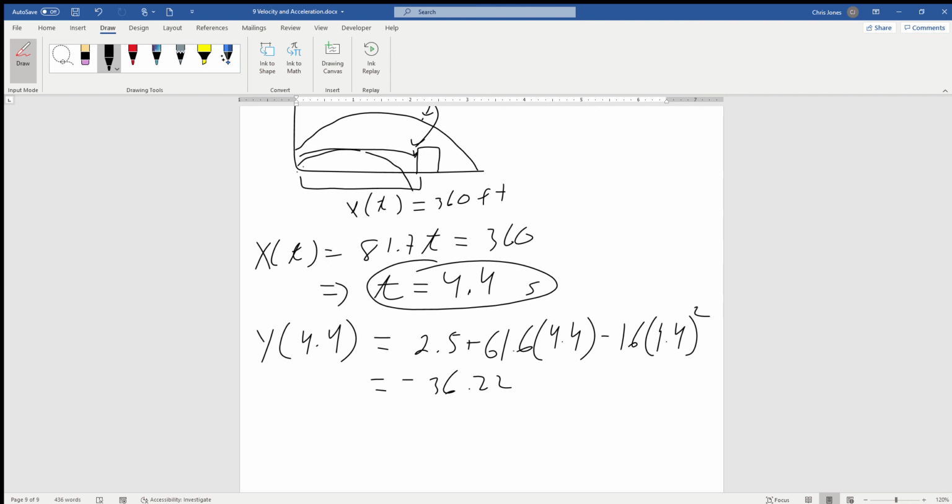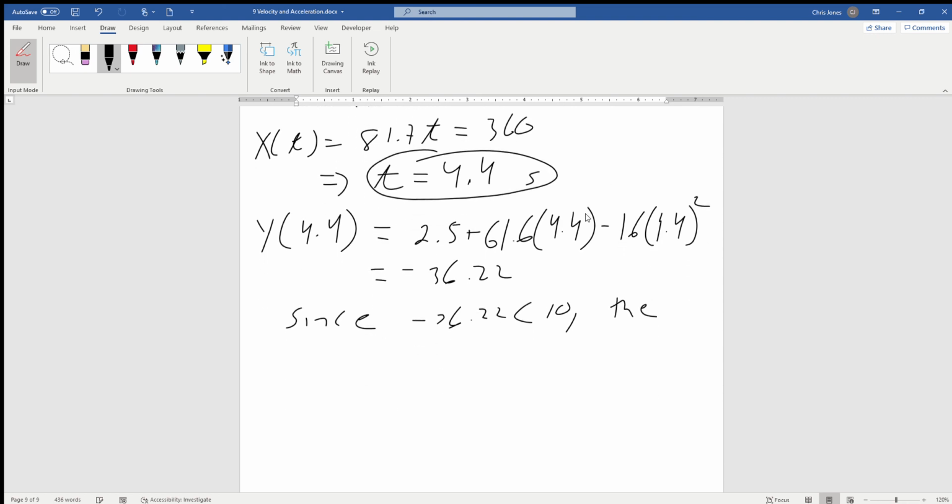So it's clearly hit the ground before anything. And that kind of makes sense, because if we go back, remember the optimal height was at about 1.9 seconds, so about 2 seconds. So after about 4 seconds, actually a little bit less than 4, it should hit the ground, since the parabola is almost symmetric. So we're going to say, since negative 36.22 is less than 10, the batter did not hit a home run.